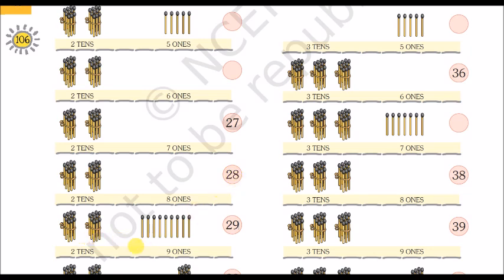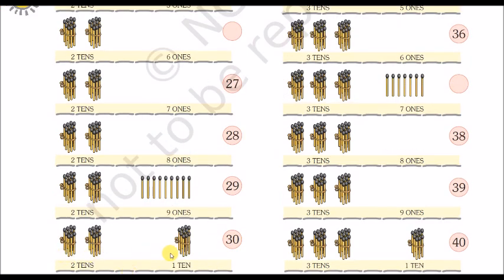2 tens and 9 ones. ये हो जाएंगे 29. 2 tens and 1 ten. 10, 20 and एक और 10 ऐड हो जाएगा तो कितने हो जाएंगे? 30.